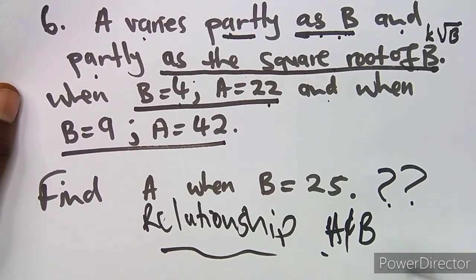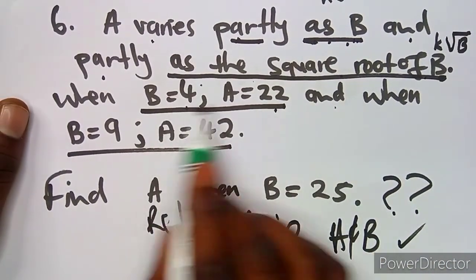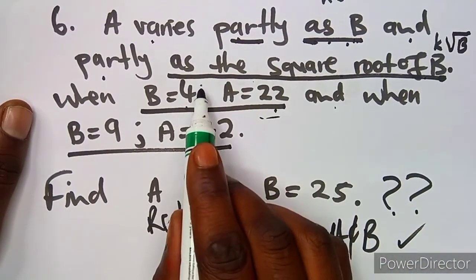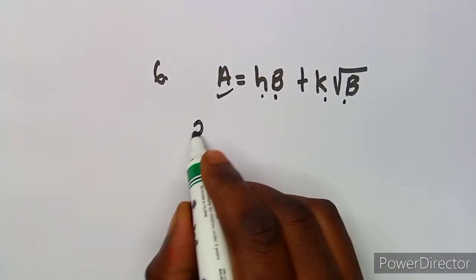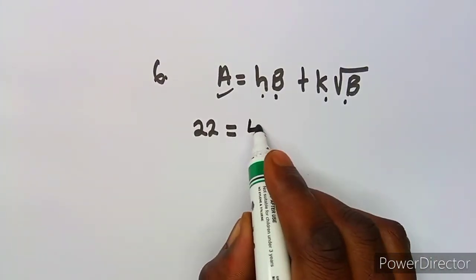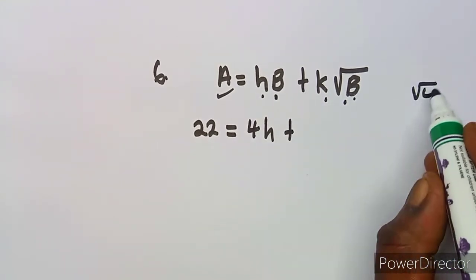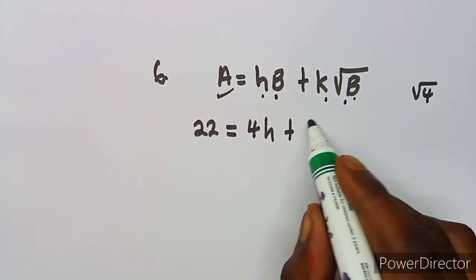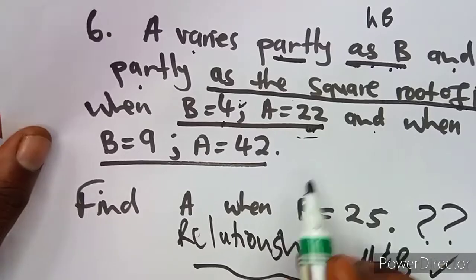Okay, so how can I find the relationship? Let's substitute and find the values of h and k using this information. When you are given b, you're also given a, so you can substitute. In place of a is 22, so 22 is equal to, your b is 4, so this is 4h, plus here is going to be the square root of 4. Okay, and the square root of 4 is 2, so it's going to be 2k. Take note.